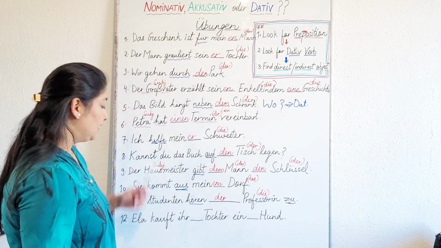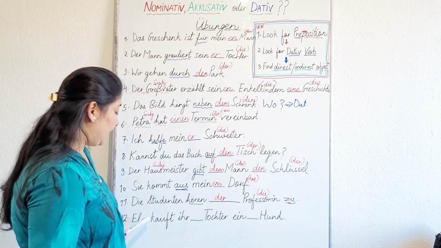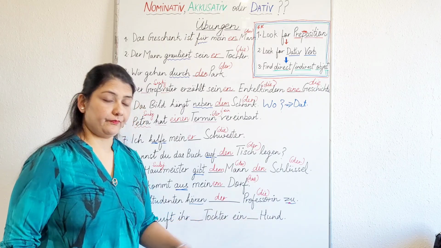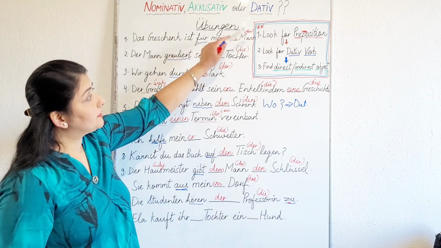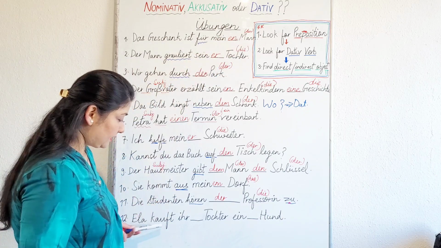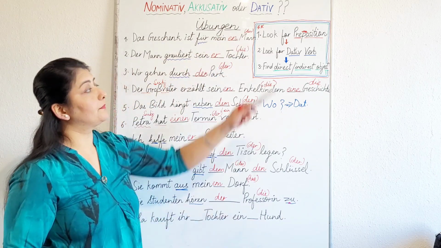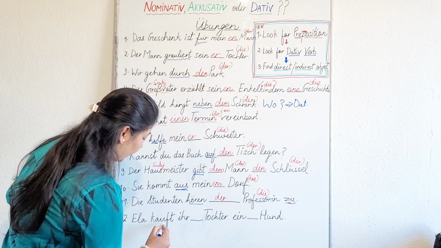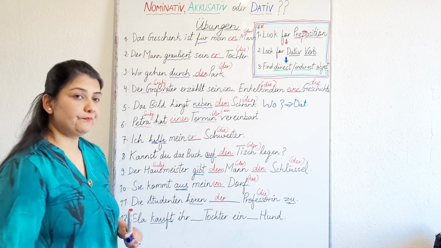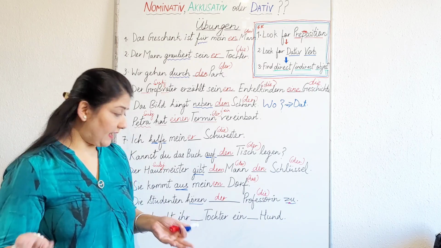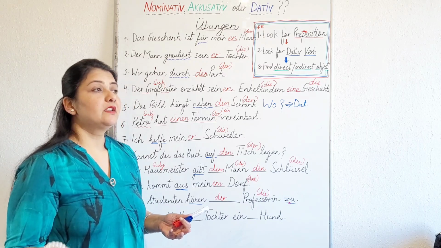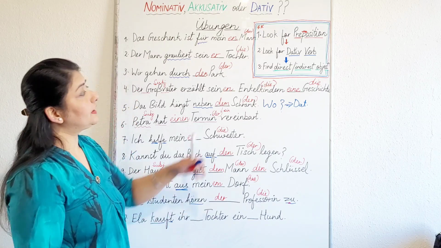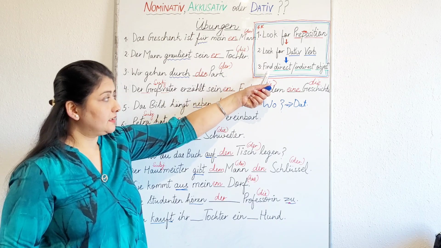Ja? Und die letzte: Ella kauft ihr Tochter einen Hund. So wieder, gibt es eine Präposition? Nein, keine Präposition. Gibt es ein Dativverb? So, what is the verb here? Wir haben das Verb kaufen. So, kaufen ist meistens Akkusativ. Kaufen kann auch beide Ergänzungen haben. Also gucken wir, dann kommen wir zum dritten Schritt.